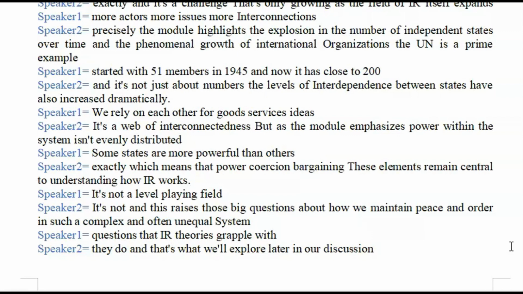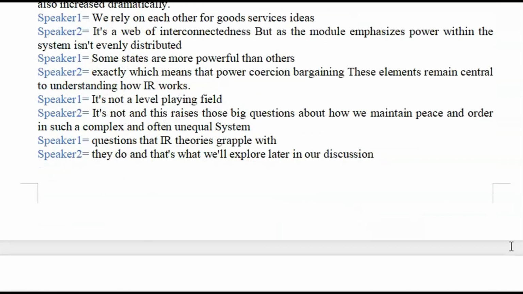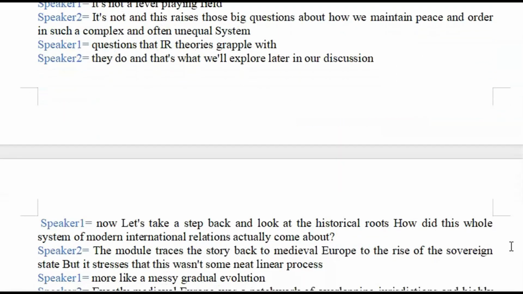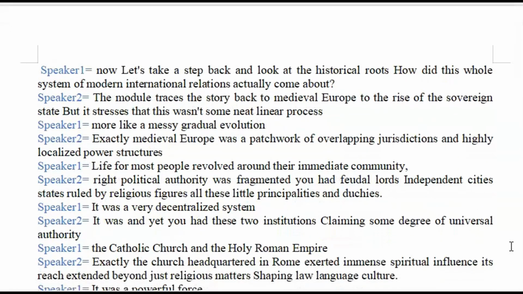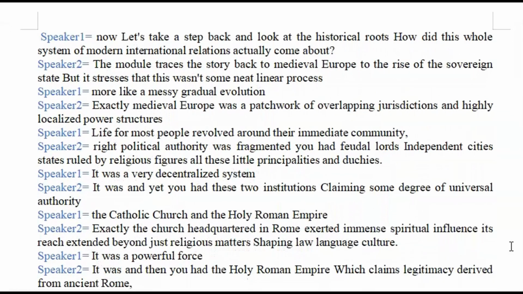Now, let's take a step back and look at the historical roots. How did this whole system of modern international relations actually come about? The module traces the story back to medieval Europe, to the rise of the sovereign state. But it stresses that this wasn't some neat, linear process. More like a messy, gradual evolution.